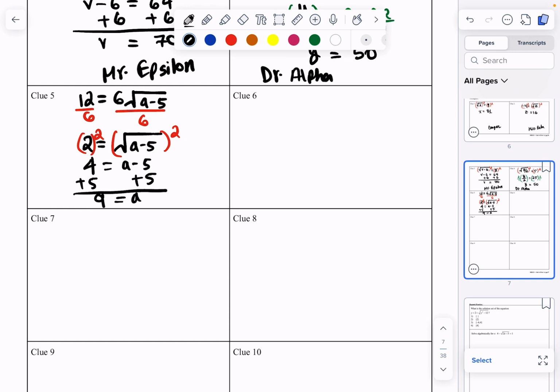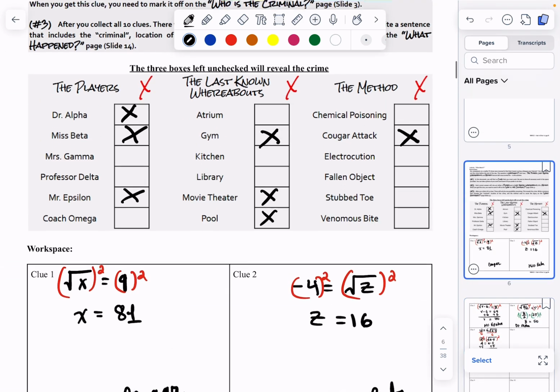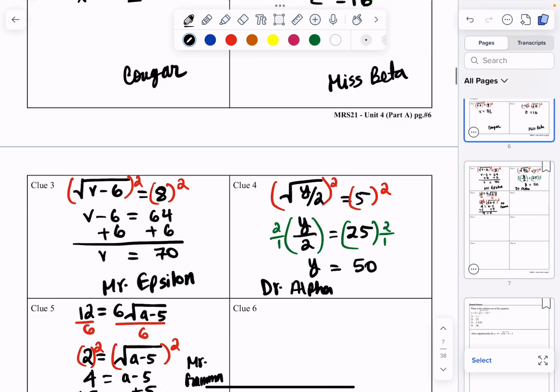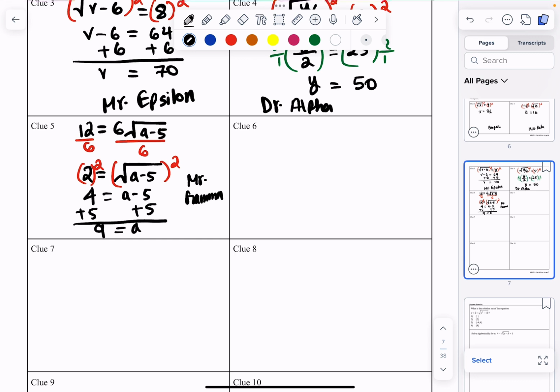And for 9, we have Mrs. Gamma. She's doing a teleconference in the library. So we can cancel out Mrs. Gamma, and then we can cancel out library. Okay, let's take a look at clue number 6.